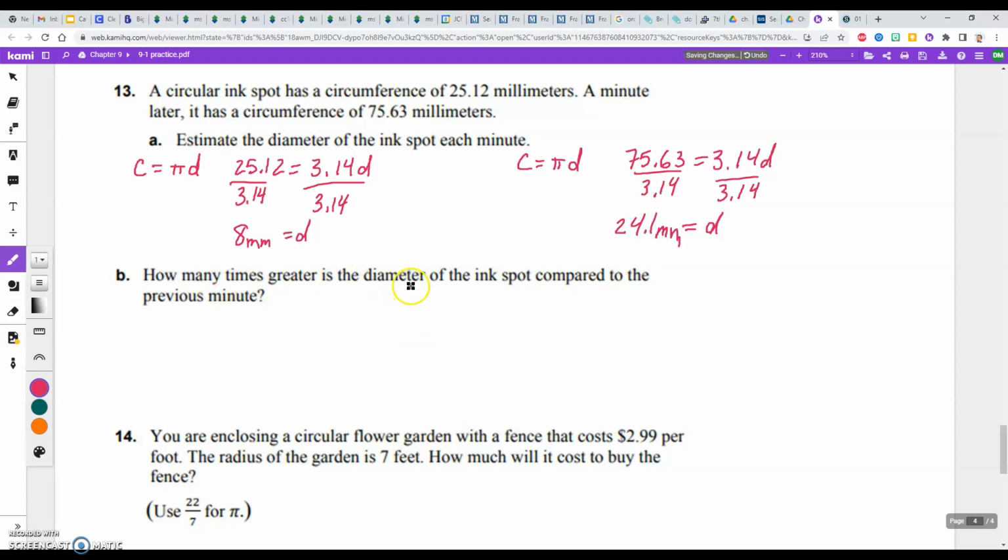So how many times greater is the diameter of the ink spot compared to the previous minute? So we go 24.1 divided by 8, which is roughly 3 times greater.